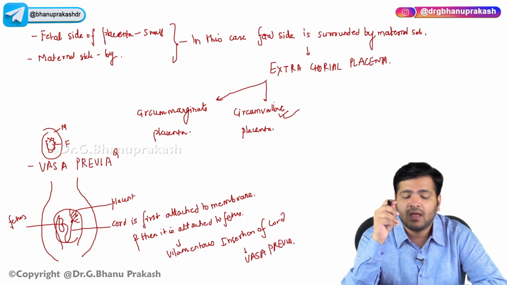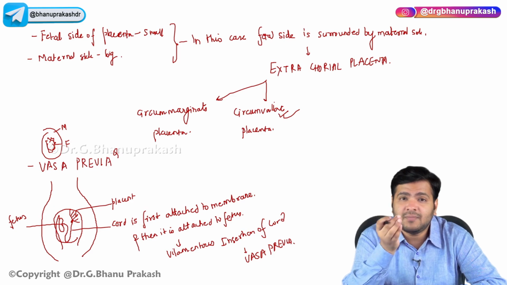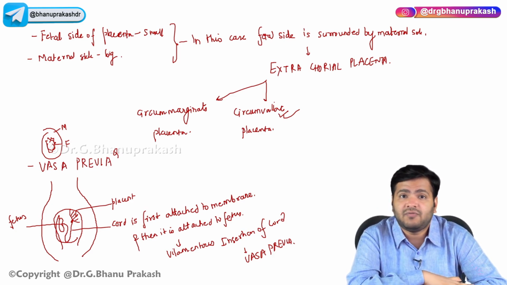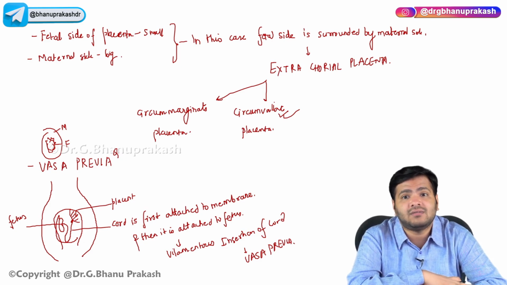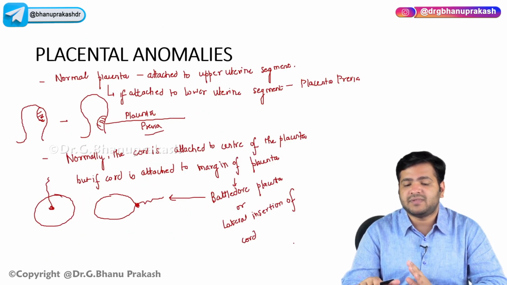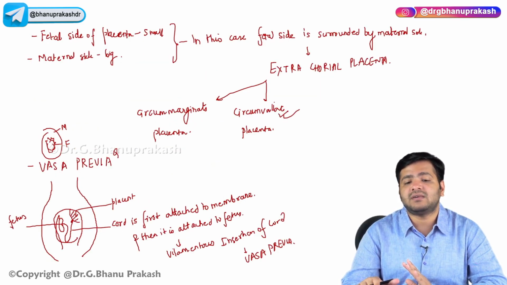You already know at the time of labor, the membranes will rupture, right? These membranes are attached to these cords. The umbilical cords are carrying the umbilical arteries and the veins. Now, they will also rupture, so blood loss will be there, and it can lead to fetal death. So this is very, very important. That was about the placental anomalies: placenta previa, battledore placenta, circumcuriate, placenta bilobata, placenta spuria, extrachorial placenta, circummarginate, circumvallate, and vasa previa.